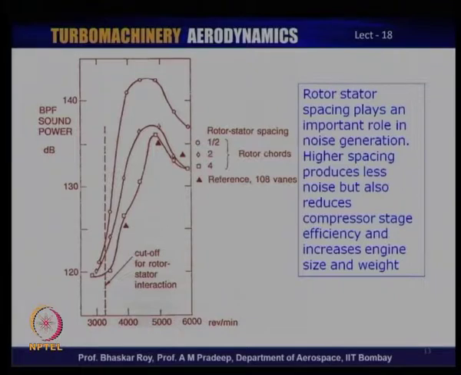Now, as we can see here, the interaction between the two creates an annoying noise, and this spacing between the rotor and the stator has an impact on the noise. As we can see here, the lower the spacing, that means the closer they are, the higher is the noise. It can be as high as 140 dB, which is extremely annoying and painful to the human ear. If you increase the distance between rotor and stator from half chord to 2 chords, the noise comes down, and if it is increased to as much as 4 chords, noise comes down even more.